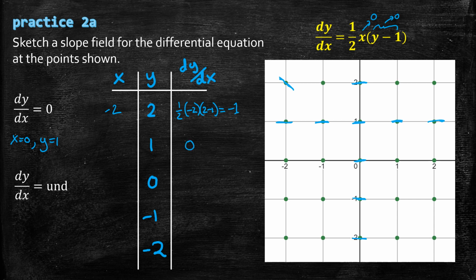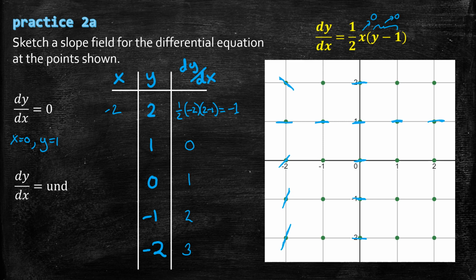And if you calculate the rest of them, you will get this. We know the slope is 0 here. We already knew that. The slope here would be 1. Slope here is a little steeper, 2, and even steeper down here. The slope would be 3.